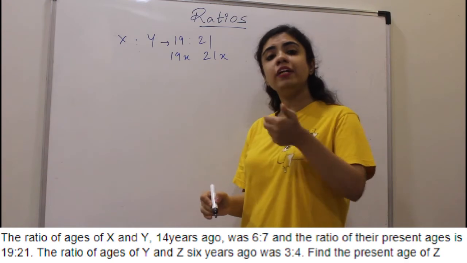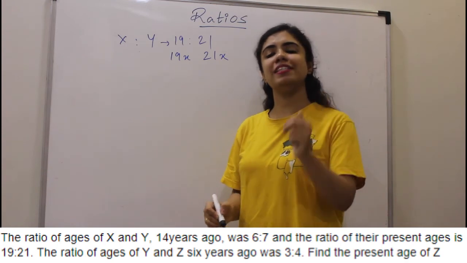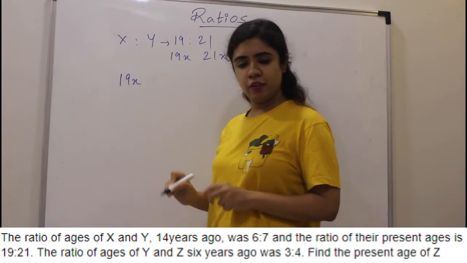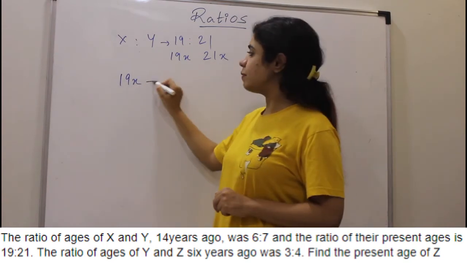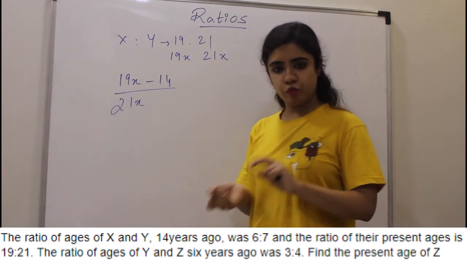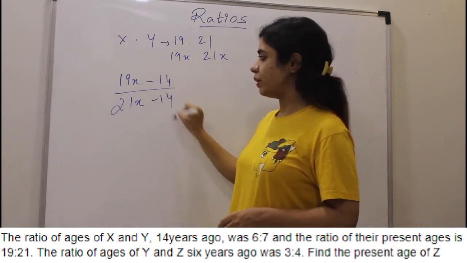Okay? 14 years ago, the ratio was 6:7. So x का present age है 19x. 14 years ago, so I will subtract 14. Y का present age is 21x. 14 years ago, I will subtract 14.